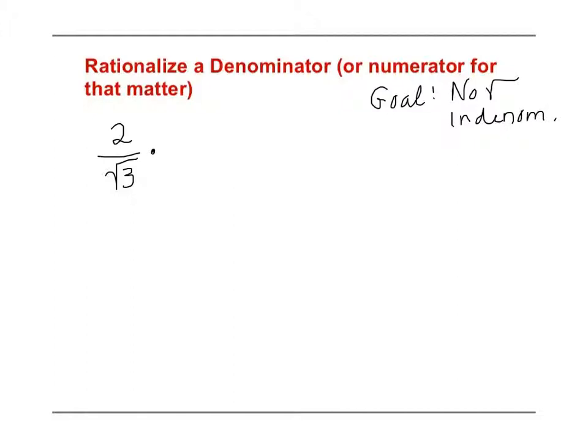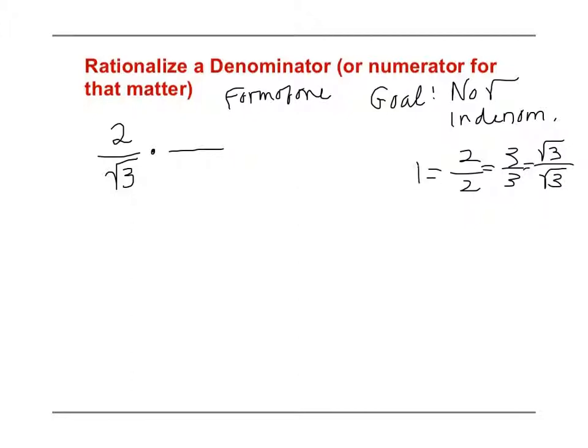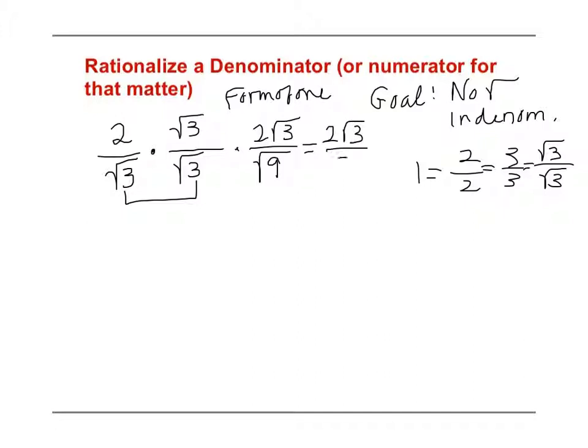So what we do is we multiply it times a form of 1. A form of 1 means 2 over 2 or 3 over 3, or square root of 3 over square root of 3 is just 1. All of these equal 1. So on this one, since it's the square root we're trying to get rid of, I'm going to multiply the top and bottom by the square root, and I get 2 times the square root of 3 over the square root of 9, because you multiply inside times inside. Well, the square root of 9 is just 3. So I would have 2 square root of 3 over 3. And that would be a rationalized denominator.